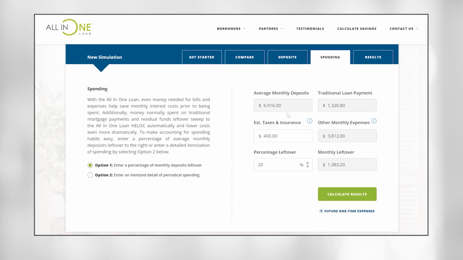So we're going to break down their income. $6,916 is what they get monthly. And then the traditional mortgage principal and interest comes out of that. And then the homeowner's insurance and taxes come out. And then they've got a bunch of money left over. $3,812 is what they spend on the rest of their lifestyle. Let's just say it's their credit card payments, maybe phone bills, internet, car payments, fun money, etc. That's how much they spend on average. They have somewhere around $1,383.20 left over per month.